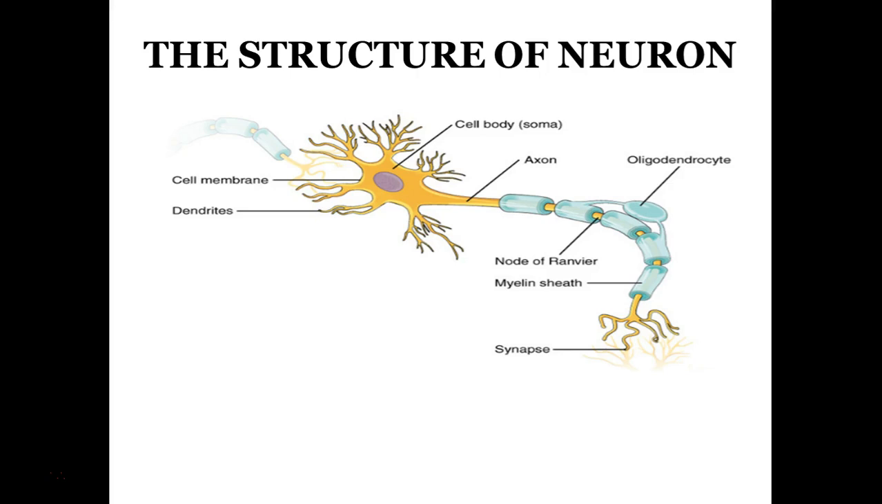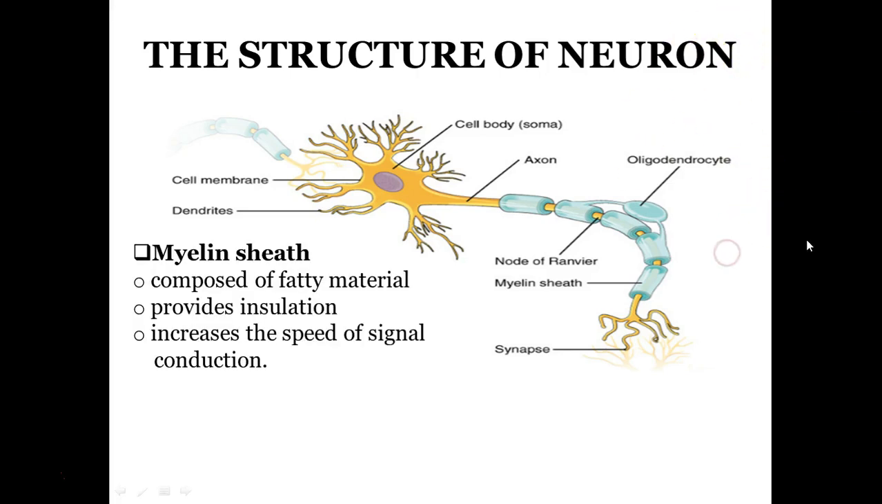To explain further, there is one more diagram explaining the details. There is a myelin sheath. As you can see, the axon has a green or blue colored covering called a myelin sheath. And in between the gaps of myelin, there are nodes of Ranvier, right? So the myelin sheath is basically composed of fatty material which provides insulation and also speeds up the signal conduction.